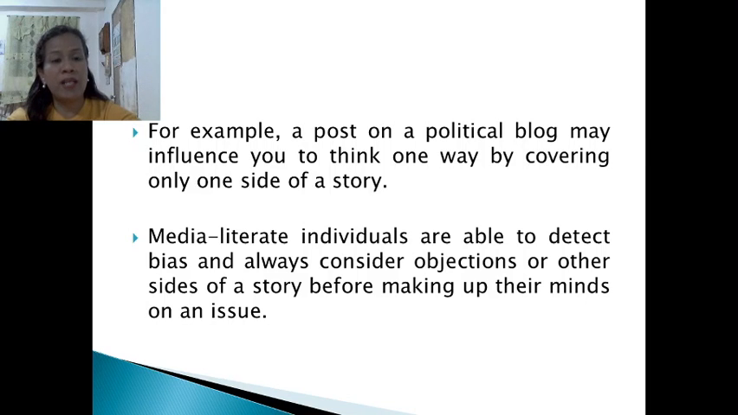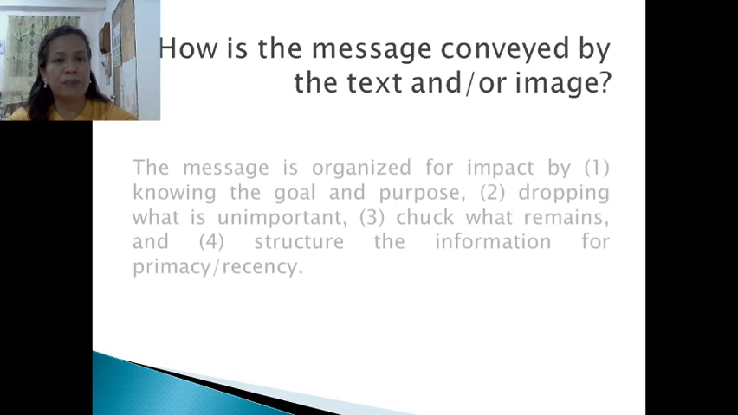Media literate individuals are able to detect bias and always consider objections or other sides of the story before making up their own minds on an issue, right? So you learn how to weigh things out before you make your own judgment, right? So I know all of you, with these topics that we had, previous topics, and with this, I'm happy that you are now media literate students.